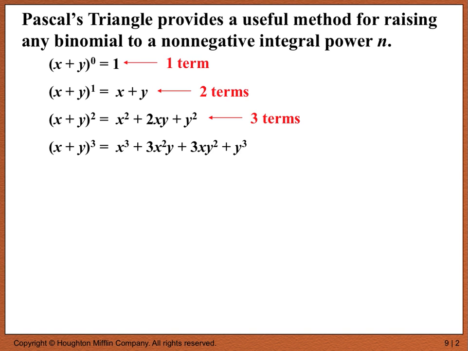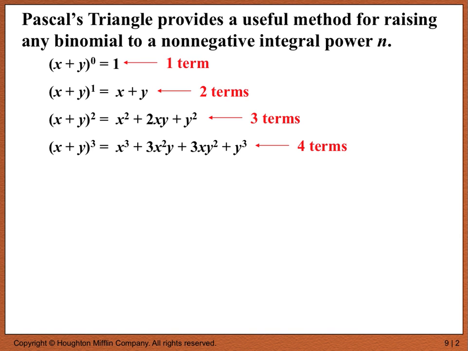Alright, so you should have gotten for x plus y cubed the following expression: x cubed plus 3x squared y plus 3xy squared plus y cubed. And all you needed to do is distribute the x plus y with the trinomial x squared plus 2xy plus y squared, and you would get the same thing. And we can see that this expression has four terms.